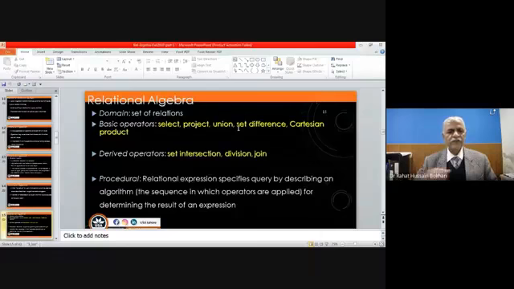For relational algebra, the domain is a set of relations, and the basic operators that we will study are select, project, union, set difference, and Cartesian product. These are called the basic operators. Today we will cover the select, project, and union operators, and the rest we will cover in the next lecture. The derived operators are set intersection, division, and join.